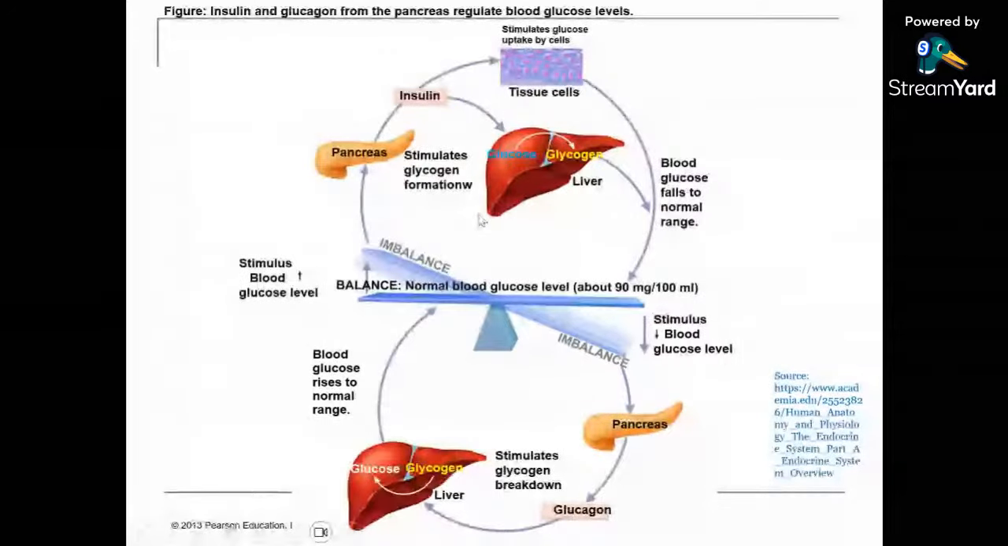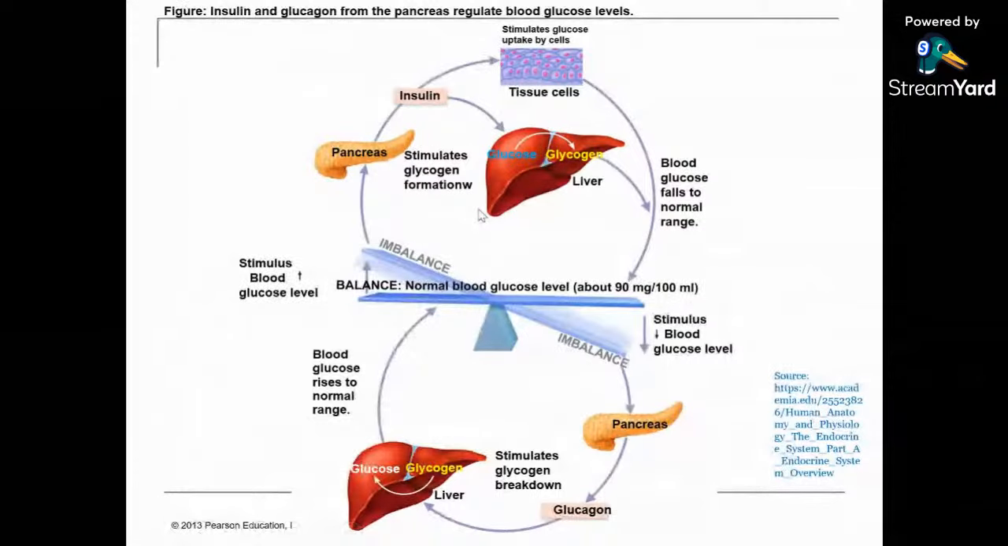When blood glucose level increases, from pancreas beta cell insulin is released, and then blood glucose is converted into glycogen and stored. And when the blood glucose level decreases, glucagon is released and it breaks down the glycogen and converts to glucose, which comes into the blood, and the blood glucose level is maintained.